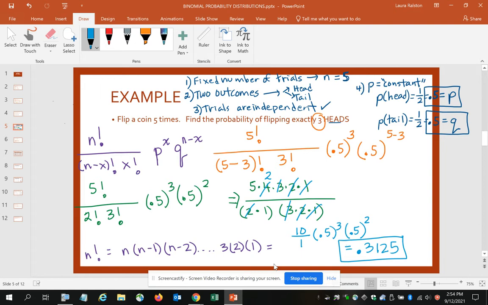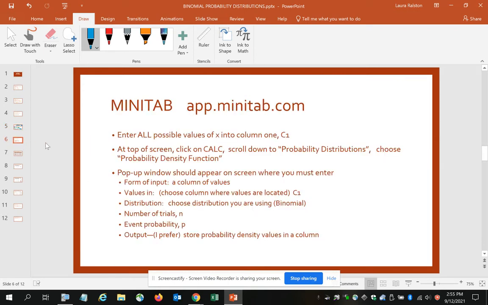Now again, that's a lot of math involved, guys. And we only can do it if we want exactly 3 heads or exactly 2 heads or exactly 4 heads. So the formula is limited in its use. So instead, we will use Minitab. And remember, we're currently using the Minitab app, which is version 20.